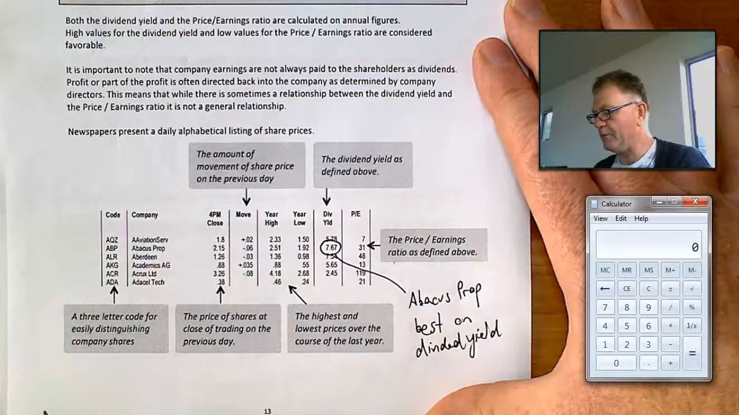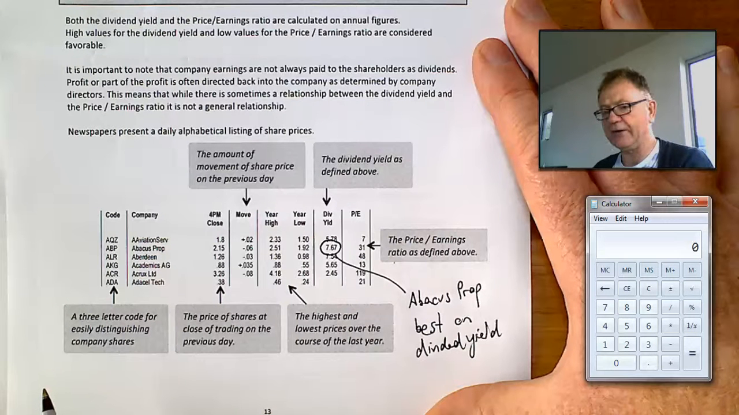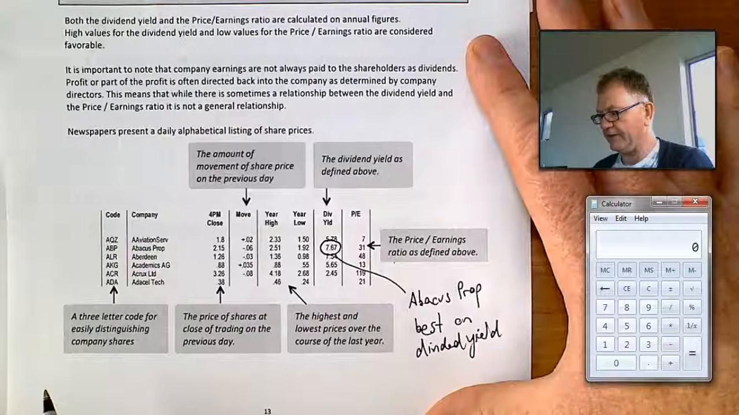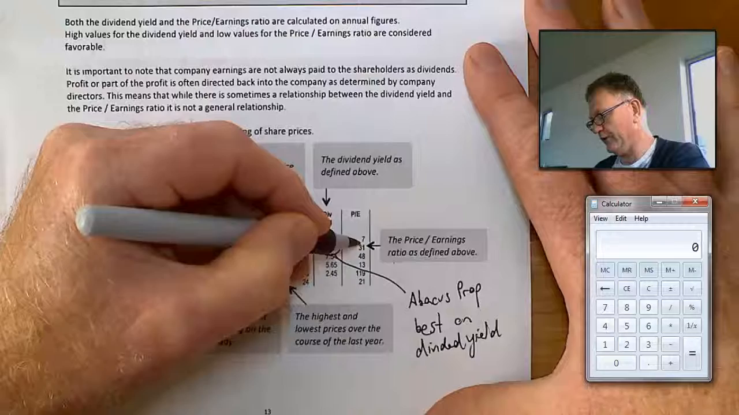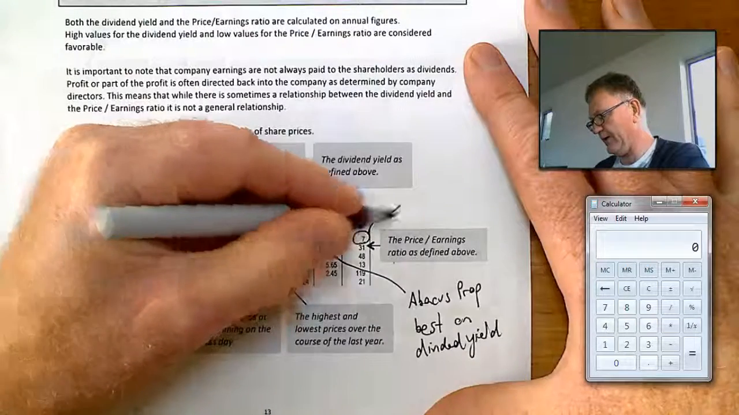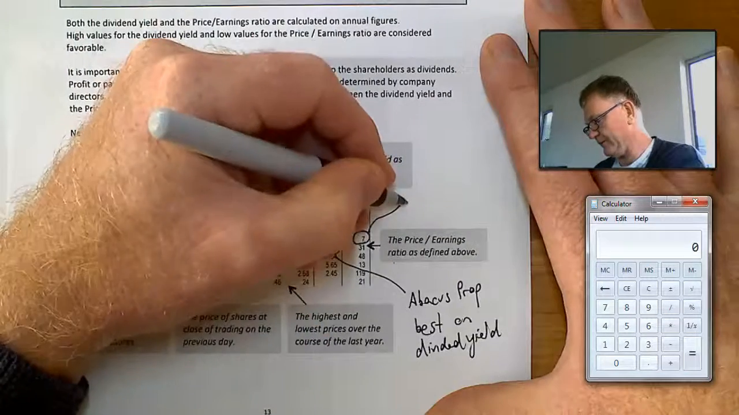If we're going to base it on price earnings ratio, then small is best, because what it means is that it's got a small price for what it's earning the company. And here, if you look at it here, the smallest is this one here, Aviation Services.